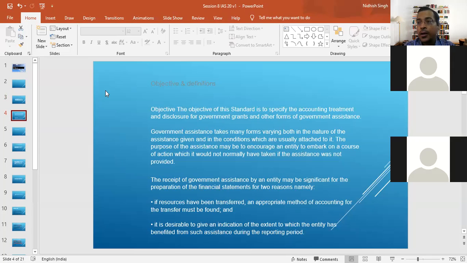If the government is, say, supporting you in R&D, research and development, or government has made a condition that if you do the R&D in a particular area and it is successful, they will refund you. So there could be various situations, and accordingly that entire treatment is done. So quantify the benefit and then look for the appropriate method to recognize this. So that's the objective of IAS 20.